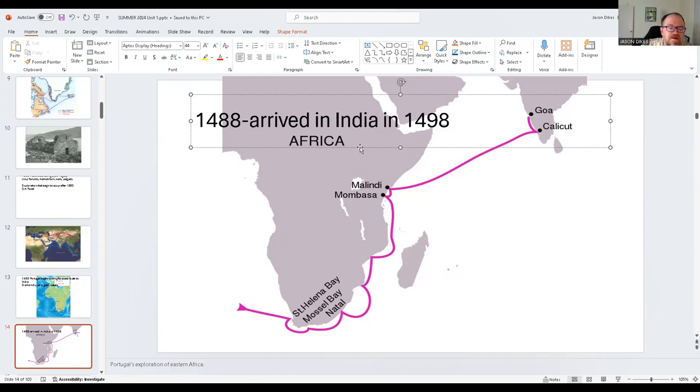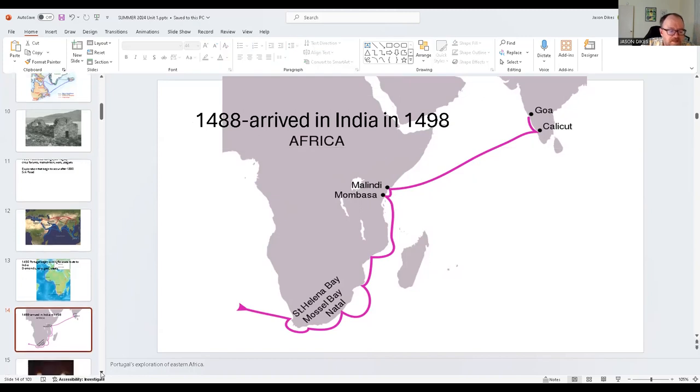in 1498. So once they figured out how to cross this, which is incredibly dangerous, they spent about 10 years exploring the coast and setting up stations before Vasco da Gama, a name you don't need to know, became the first of the Portuguese to make his way to India and eventually China. So Portugal making quite a bit of money.